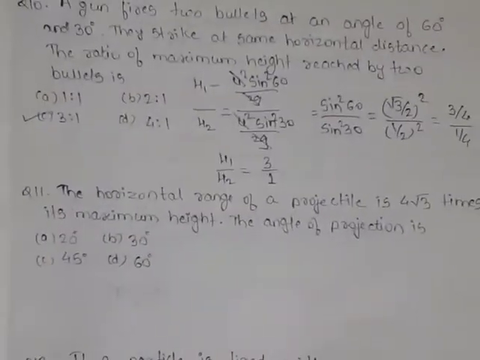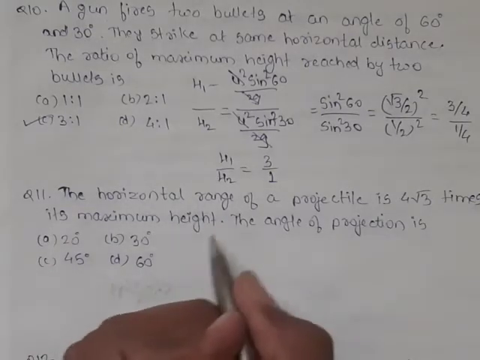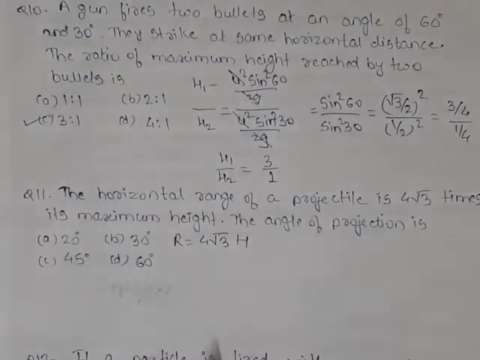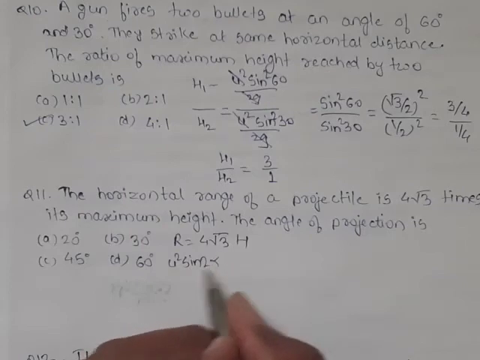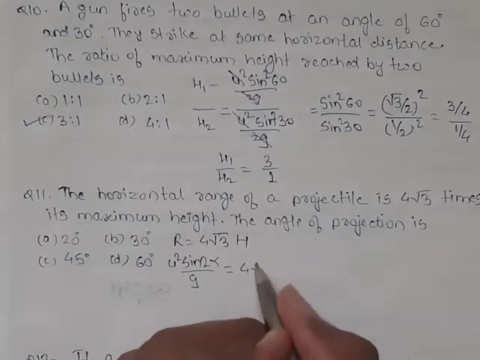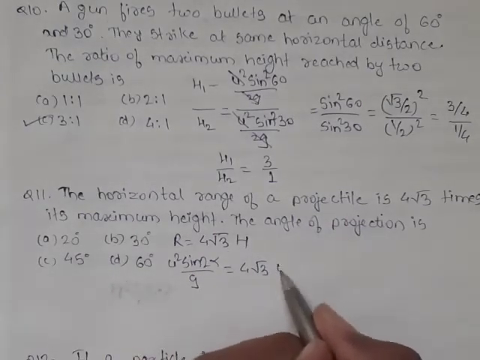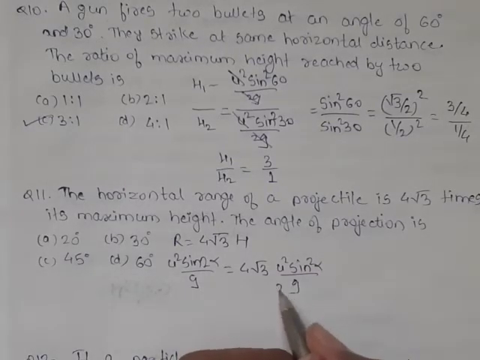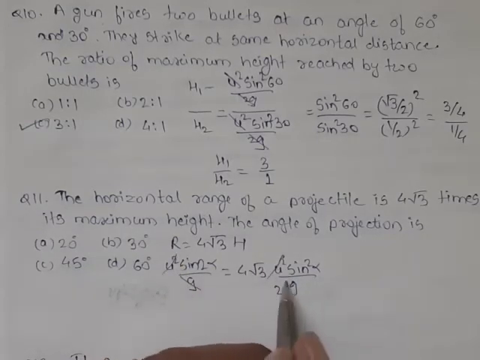Question 11. The horizontal range of a projectile is 4 root 3 times its maximum height. The angle of projection is. So here we are saying that R is 4 root 3 times H. So we'll write down the formula for R. So range is u square sine 2 alpha upon g is equal to 4 root 3 times, what is the formula for maximum height? u square sine square alpha upon 2g. So here u square gets cancelled, this g gets cancelled.